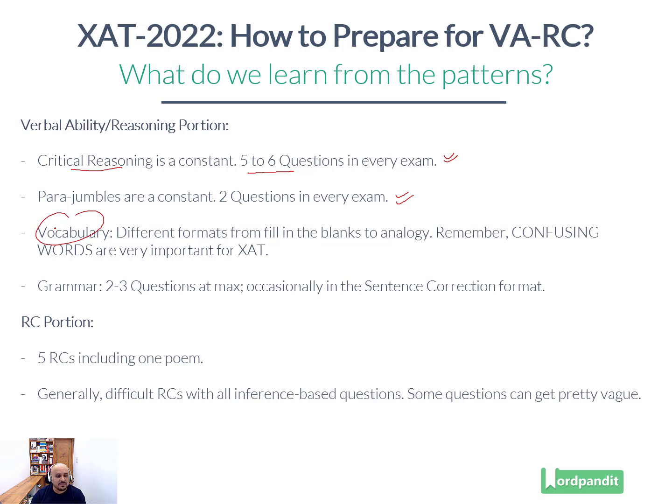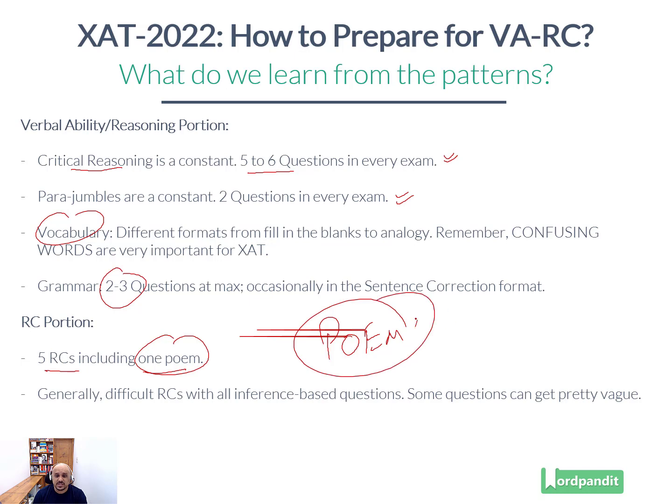When you've got a mixed bag of questions, you should understand that it's that much tougher to prepare for that particular exam, right? Because there is a lot of fluctuation in the exam. So just be a little careful. Grammar, 2 to 3 questions at max, at times in the sentence correction format. 5 RCs, including 1 poem. So poems is something that you will have to prepare for. You cannot leave poems out of your prep strategy. So that's something that you've got to do.